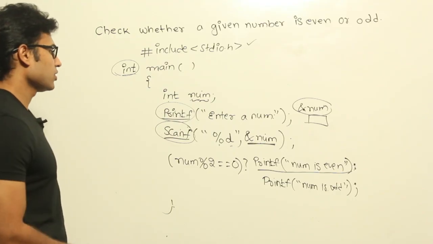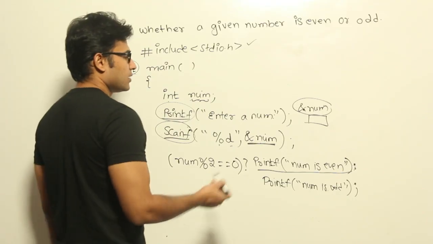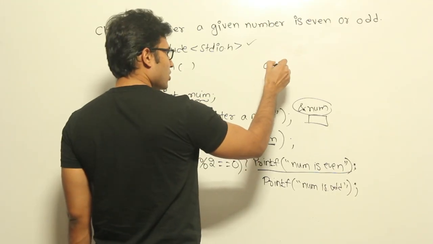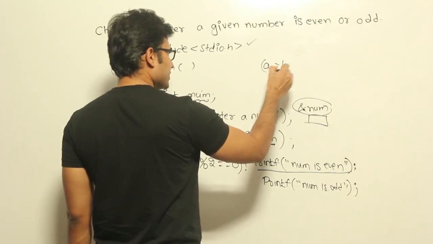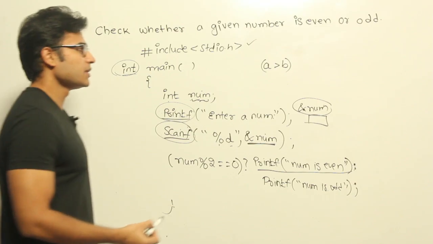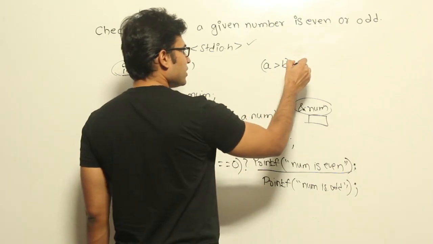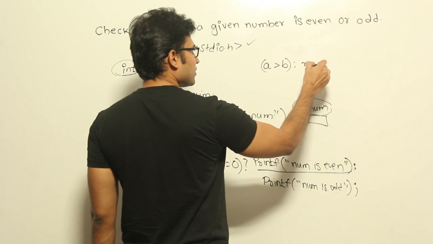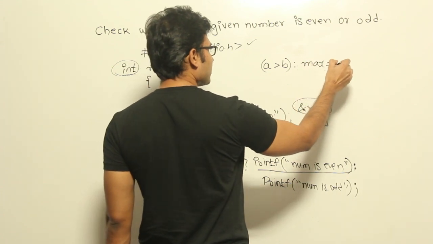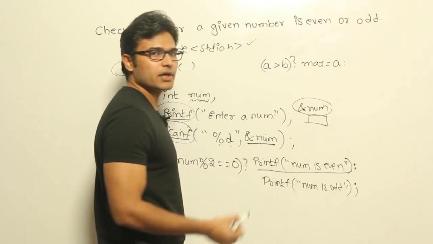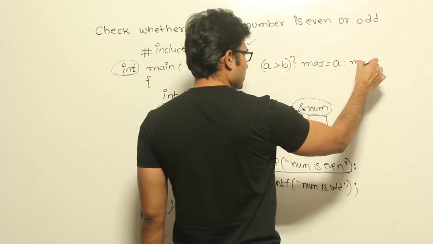Now if you want to understand more about this ternary operator, let's take one more example. Let us say we have two integers a and b, and now we want to compare a and b, and we want to assign whichever is bigger into another variable max. Now if a is greater than b, then max equal to a. Otherwise, let me put a question mark, right? Otherwise max is equal to b.